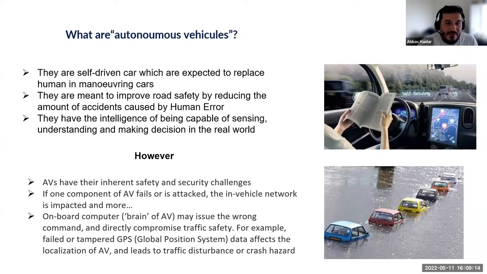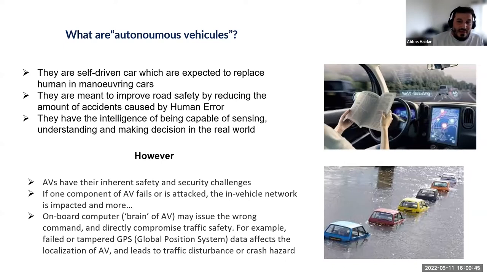However, they have inherent safety and security challenges. If a component of an automated vehicle fails or is attacked, the in-vehicle network is impacted and more. When I say more, it's not only the in-vehicle network which can be impacted. It can be other vehicles. It can be the safety of other people on the road. The onboard computers may issue the wrong command and directly compromise traffic safety. This is something we're going to get to later on in these slides.